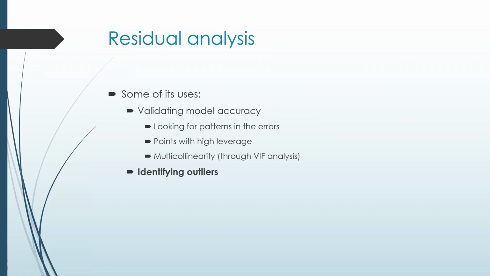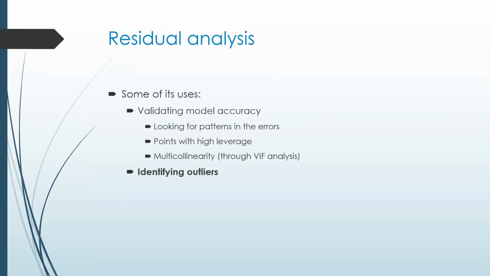We can also look for points with high leverage. Sometimes in regression analysis, a few data points have disproportionate effects on the slope of the regression equation. So if a point has such a great influence on the overall regression model, it may not be valid to include the observation when we're trying to paint the general picture here.